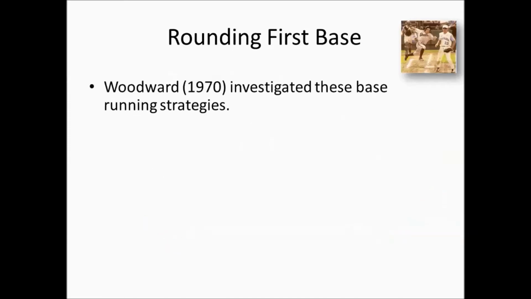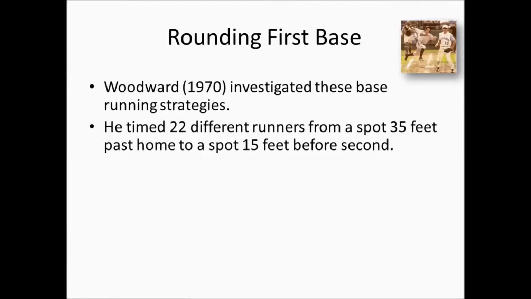This was a question that W.F. Woodward tried to answer in his 1970 master's thesis. In his study, he used a stopwatch to time 22 different runners going from a spot 35 feet past home plate to a spot 15 feet before second base.